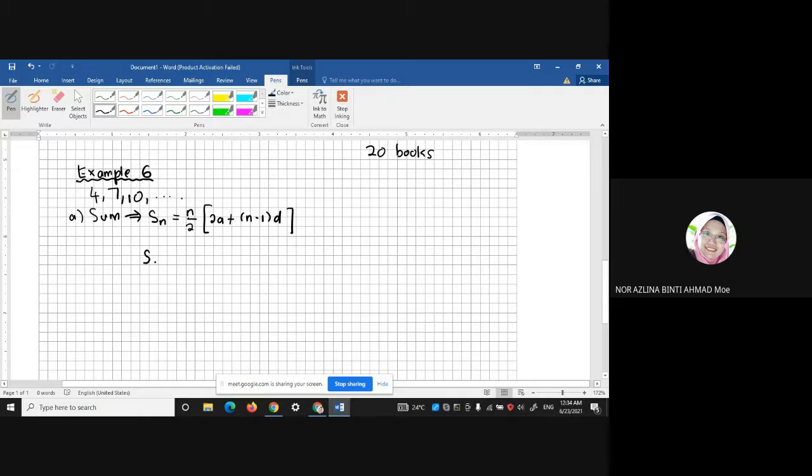35. Okay, S_35. Before we substitute into this formula, you need to state the value of a and the value of d. So you need to write the value of a. a equal to 2. What is the value of d? d equals 7 minus 4, which is equal to 3.